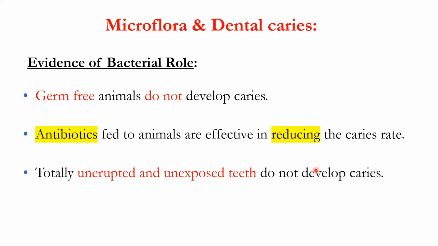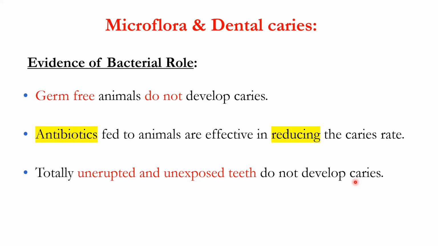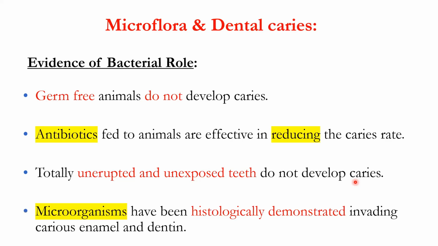When the teeth were still within the bone, not erupted or exposed to the external environment, they too did not show any incidence of caries. It was only after they erupted and were exposed to factors like bacteria, stagnation of food, and the viscosity of the saliva around that caries occurred, not when they were protected. And histopathologically, microorganisms were demonstrated within the carious enamel and dentin in the sections. This is a solid proof that caries is indeed caused by bacteria.